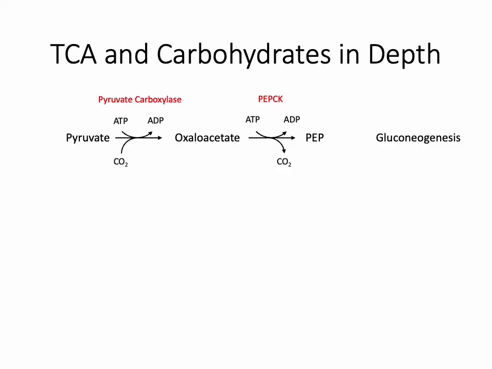This relationship can be summarized in this scheme over here. This is a summary showing the conversion of pyruvate to oxaloacetate and PEP as occurs in gluconeogenesis. We have the enzymes. Note that this reaction is a one-way street.